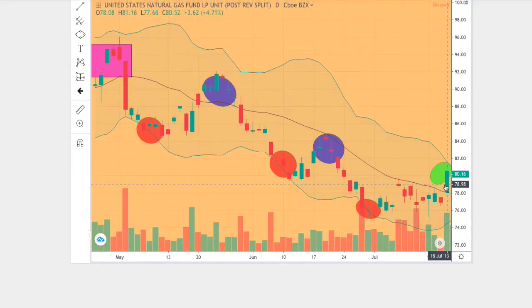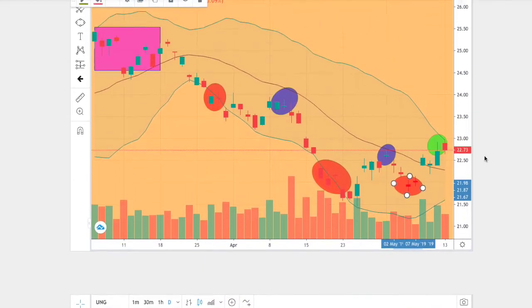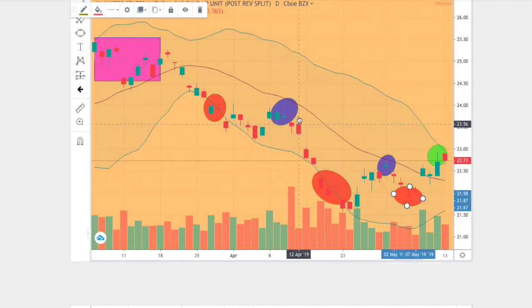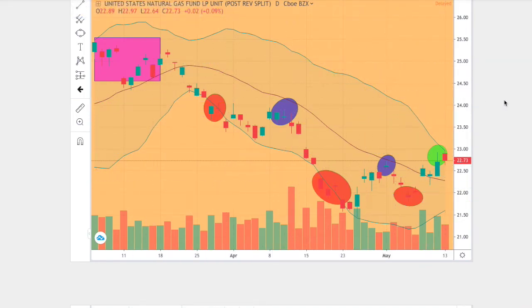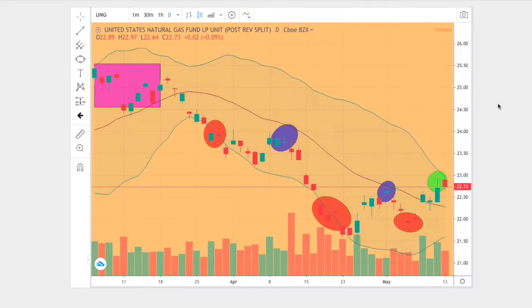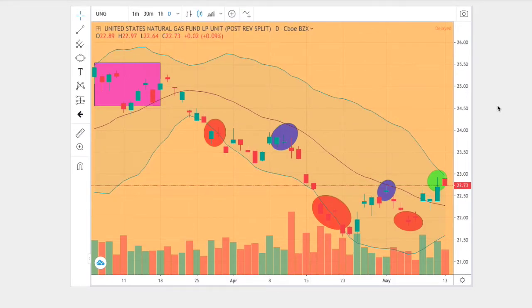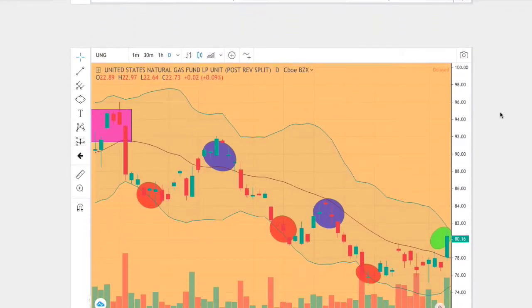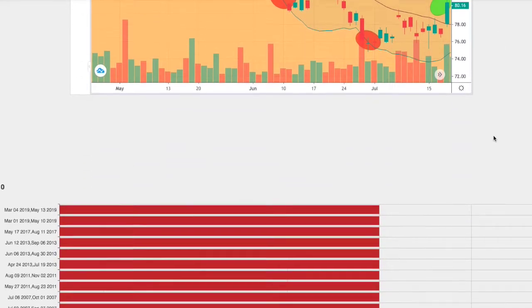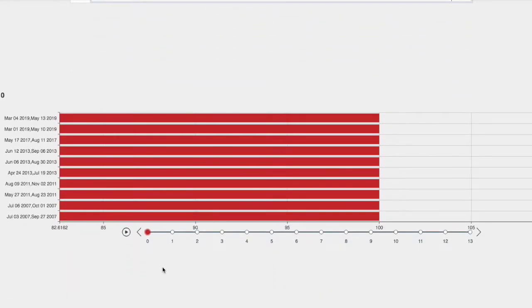But we have 1, 2, 3, 4, 5, 6, 7 points that are similar or somewhat identical. So there's reason to believe that if the patterns or the trend are similar, the outcome or the forecast would also be similar. So let's head to the forecast model.